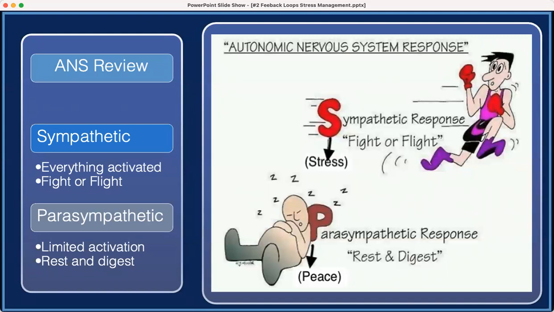So a quick review of the autonomic nervous system, sympathetic versus parasympathetic. The sympathetic is your fight or flight. You're under stress. I like to think of the S in sympathetic as stress. And the P, the parasympathetic response, is peace. That's your rest and digest mode. So P is parasympathetic, peace, as when you get in the yoga position.